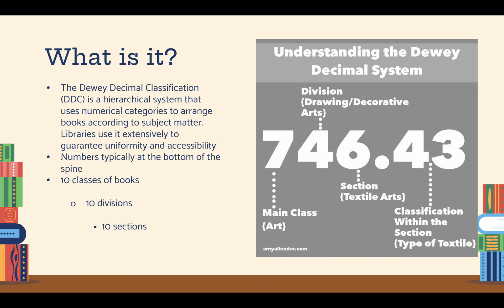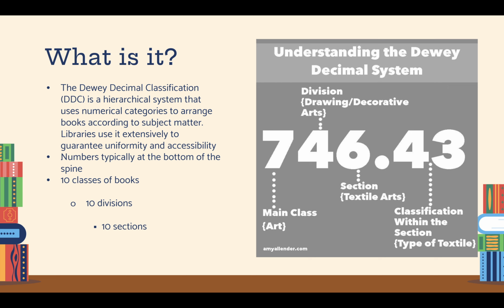To start off with, what is the Dewey Decimal System? The Dewey Decimal Classification, otherwise known as the DDC, is a hierarchical system used by libraries worldwide to organize books by subject matter. It was developed by Melvil Dewey in 1873 and remains one of the most widely used classification systems today. The idea behind the DDC is very simple.